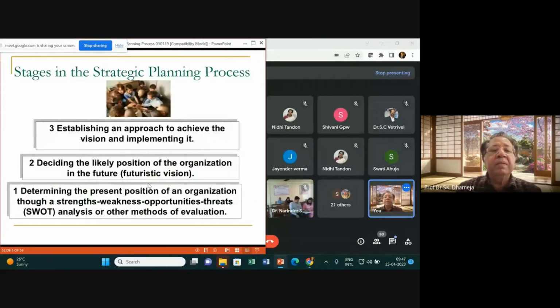Okay. This slide I had taken yesterday also, but let me again just revise it. The same thing basically: at number 1, determining the present position of an organization through a SWOT analysis or any other method of evaluation. Number 2 is deciding the likely position of the organization, that is your futuristic vision, and then establishing an approach to achieve the vision and implementing it. So I'm repeating it again and again. First, where are we right now? Where we want to be after, say, 5, 6, 7 years, and then how to reach over there. These are the 3 major pillars, or 3 stages, of the strategic planning process.